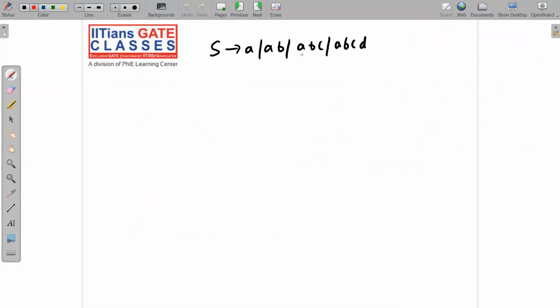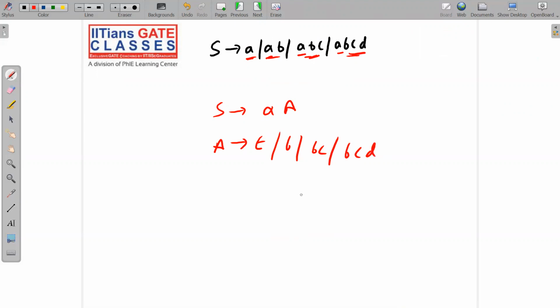So here also we have a common prefixes problem, A and A, that is creating the problem. So how will we solve it? We will say A, that is the standard procedure. Now A will go to what? Here we will use null, because nothing is present. Here we will use B, here BC, and here BCD. Now again we have a common prefixes problem, so we will solve it. We will say A goes to null or B capital B.